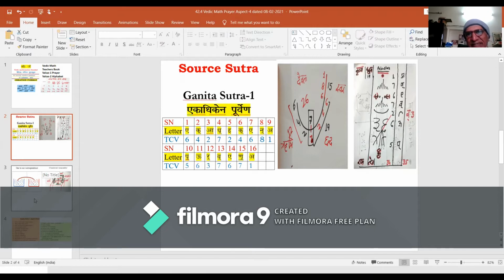Sutra's mathematics formally begins with Ganita Sutra 1. Ganita Sutra 1 text is a complete scripture. Eka Adhikain Purvain is the complete text. This text is a pair of word formulations, Eka Adhikain and Purvain. There are in all 16 letters. Eka Adhikain is a composition of 9 letters, while Purvain is a composition of 7 letters. These together, 9 plus 7, make 16.